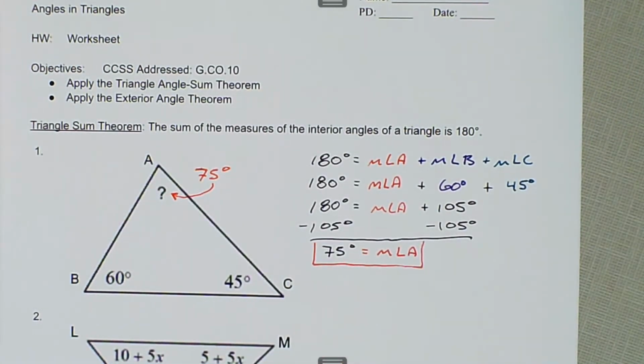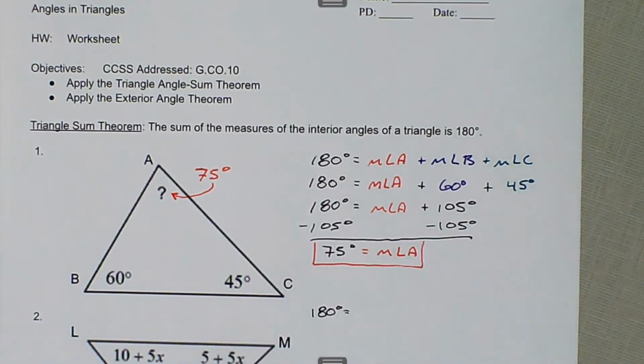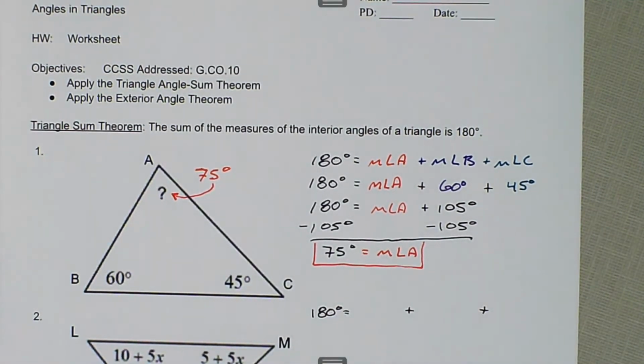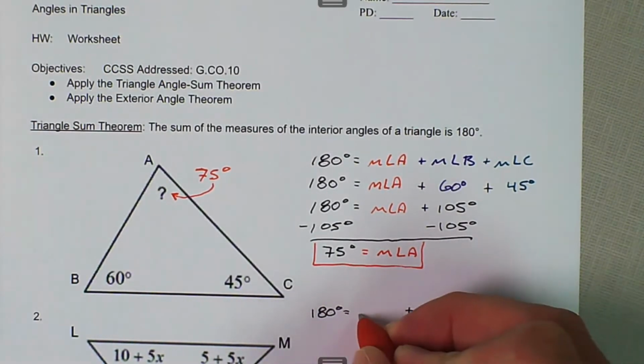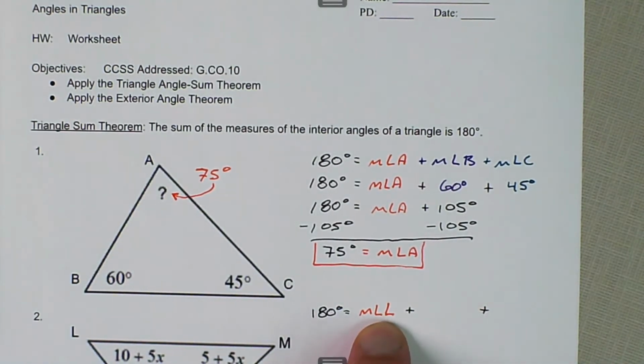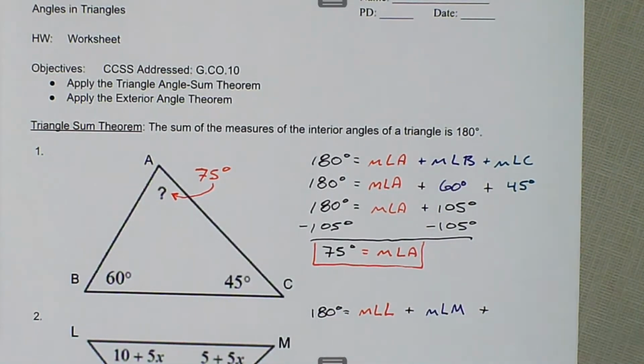We have another example, and in this case, it's the same idea. We have 3 angles for the triangle, and we're going to just add those together, and they're going to add to 180 degrees. So 180 degrees is equal to, now we know that we're adding these together, so that's never going to change. We have the measure of angle L. Sometimes that's tough to write, angle and L right next to each other, plus the measure of angle M, plus the measure of angle N.